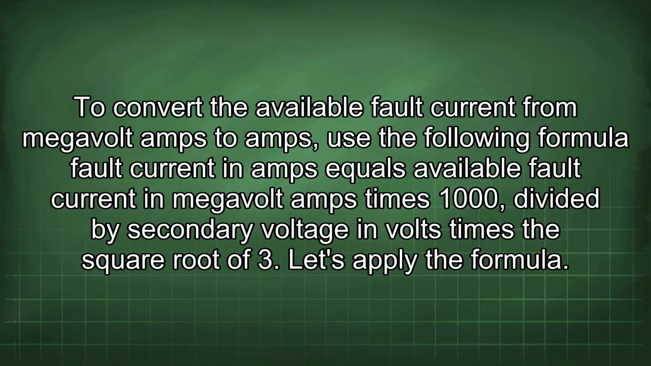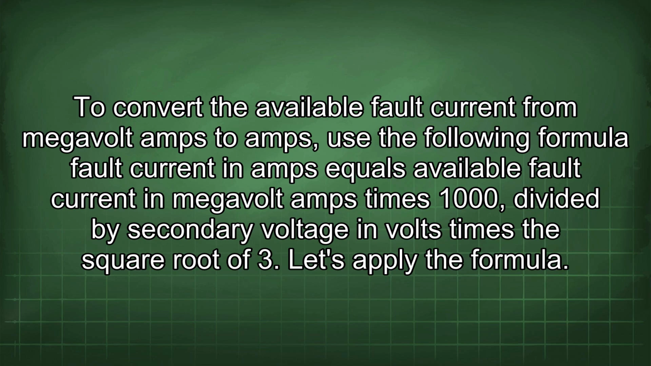To convert the available fault current from megavolt amps to amps, use the following formula. Fault current in amps equals available fault current in megavolt amps times 1000 divided by secondary voltage in volts times the square root of 3.